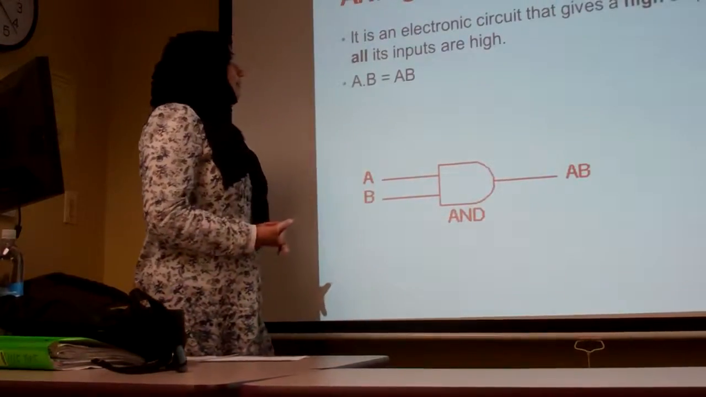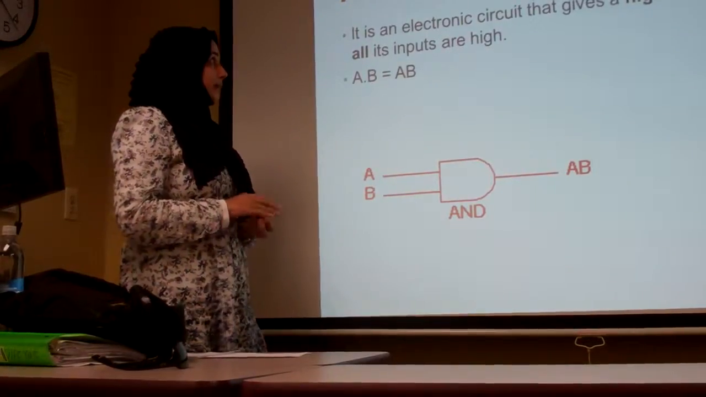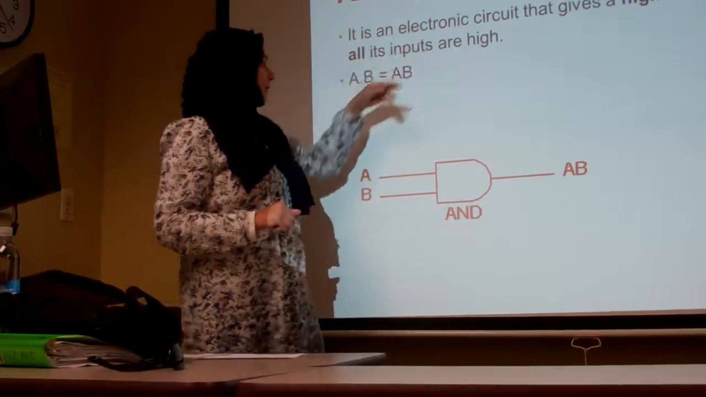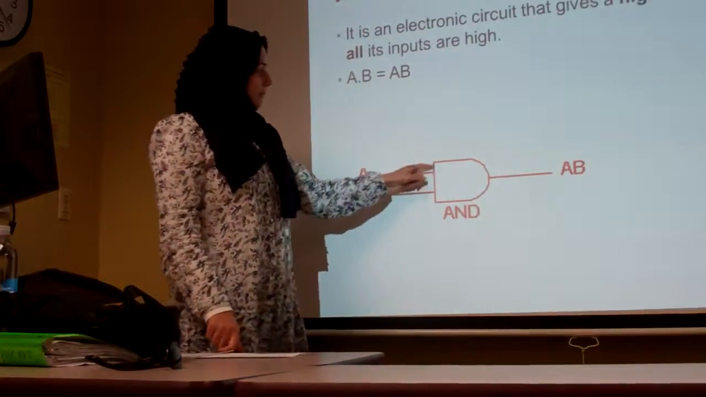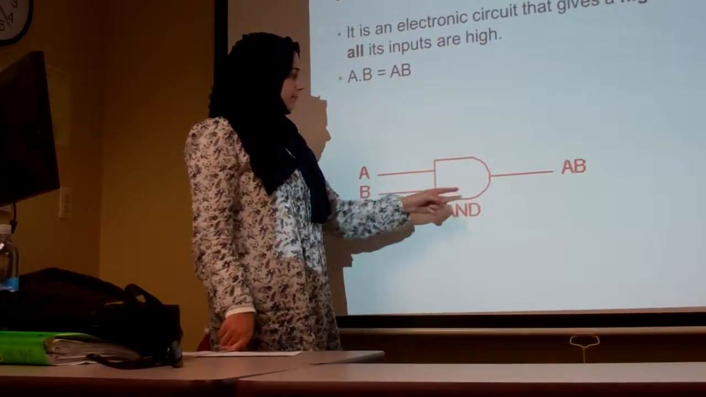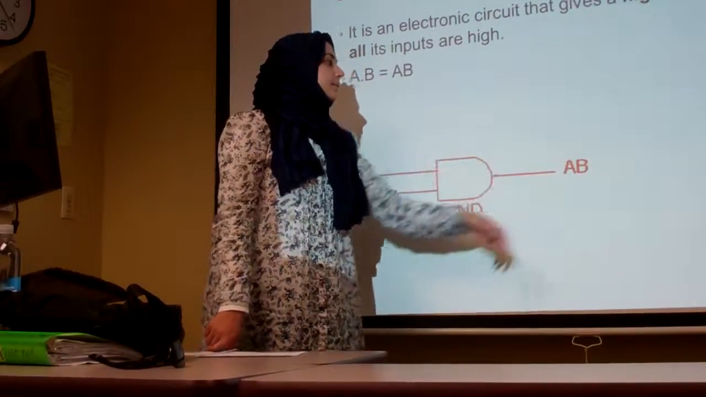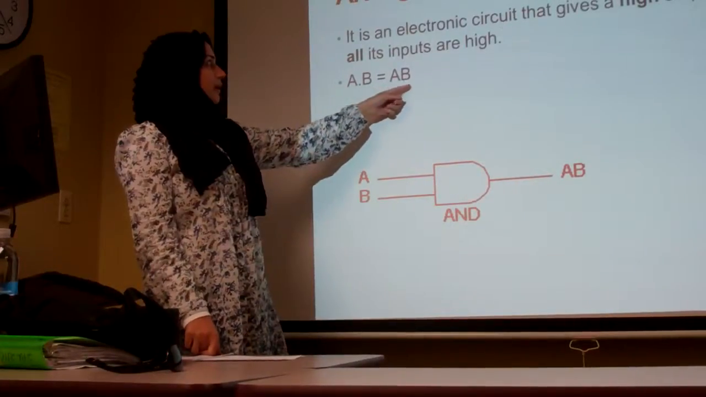Okay, this is the first gate, the AND gate. It's an electronic circuit that gives a high output only if all its inputs are high. These are the two inputs, and this is the output. We represent this circuit by this shape, and we can call the result of this circuit A dot B, or AB.